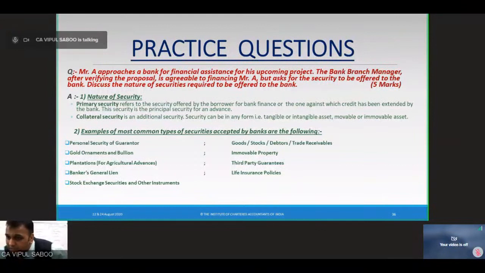You have to write about the nature of security. People who are asking me how to attempt the answers, here it is. There is the nature of security. You have to tell them what is primary security, what is collateral security. I told you additional security is collateral security. Examples of securities accepted by banks: guarantee, gold ornaments or bullion. What is bullion? Can anybody please tell me what is bullion? Gold ornaments, we understand, jewelry, jeweler. What is bullion? Plantations, agricultural advances, bankers' general liens, stock exchange securities, goods, stocks, debtors, immovable property, third party guarantees, life insurance policies. These are all collaterals.